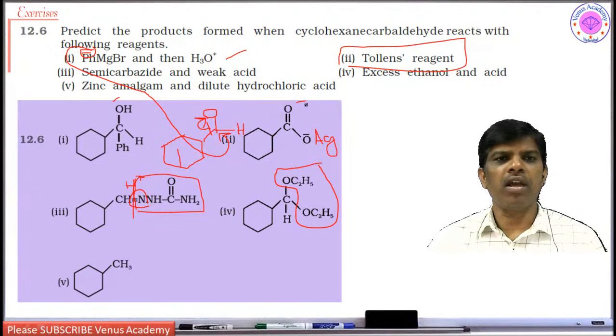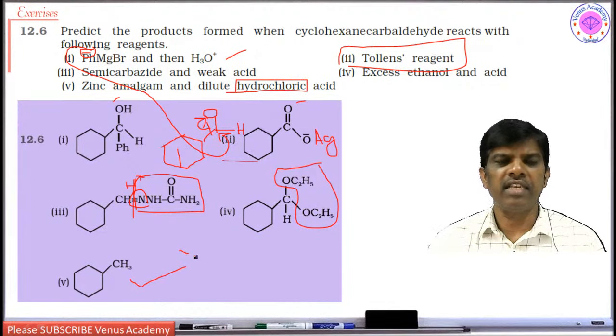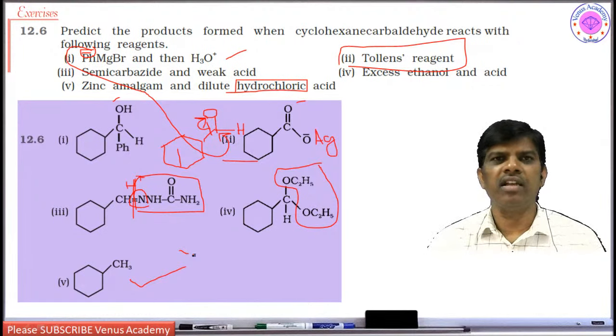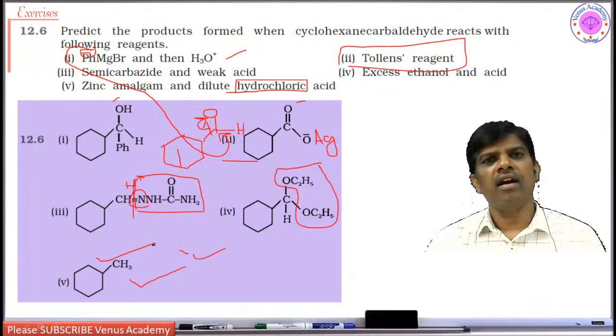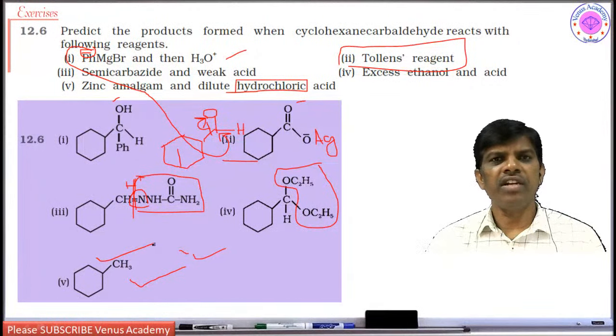And zinc amalgam and dilute hydrochloric acid. Zinc amalgam, dilute hydrochloric acid. What is the name reaction? HCl, hydrochloric acid. Whenever you see HCl, Clemmensen reduction, acidic medium. Clemmensen reduction is the reduction of carbonyl compounds to alkanes or saturated compounds. So the reduced compound you are going to get.